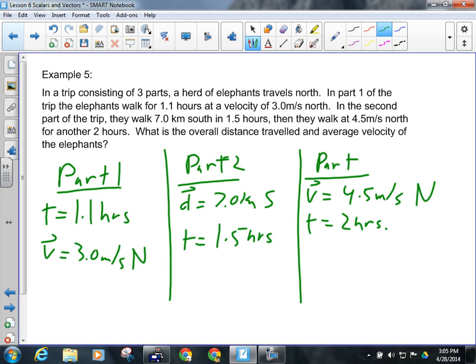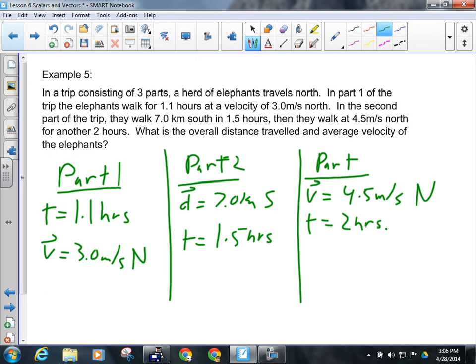Well, I only got d in one of these things. Can I find d for these other parts? Yeah, but what do I have to do with the time? Does my time unit match my velocity unit? All right, so I got to turn the hours into seconds. So I multiply by the number of seconds in an hour, which is 3,600. 60 times 60, right? There's 60 seconds in a minute times 60 minutes in an hour, 3,600.